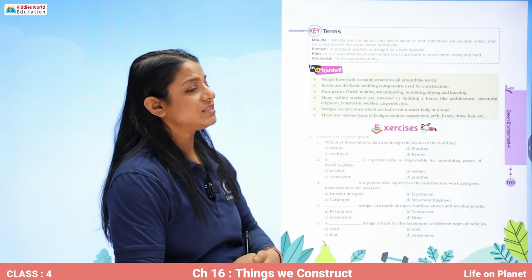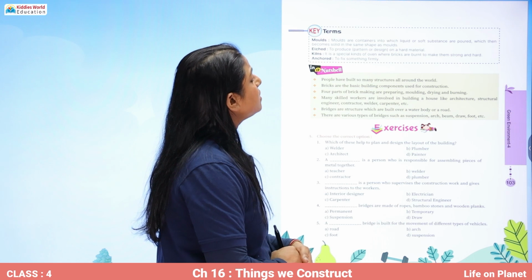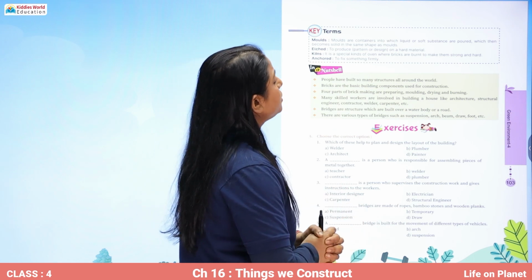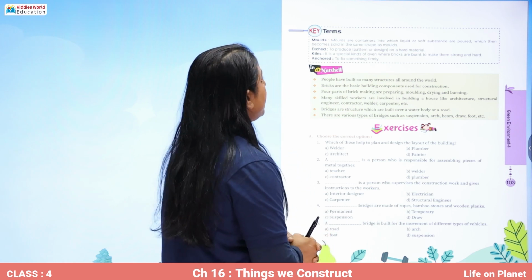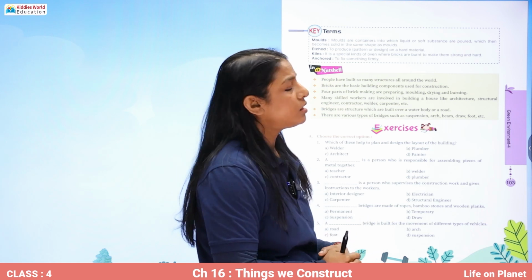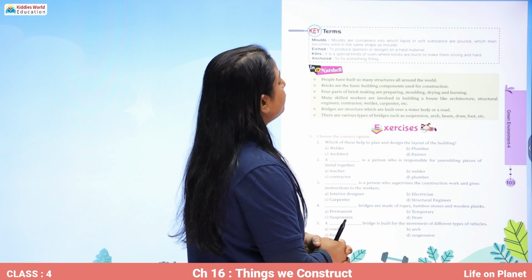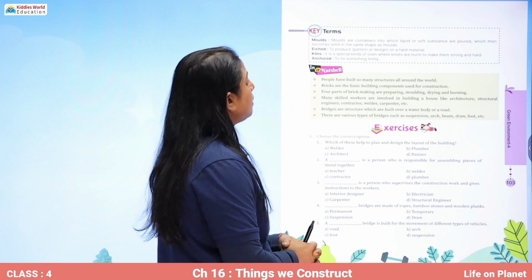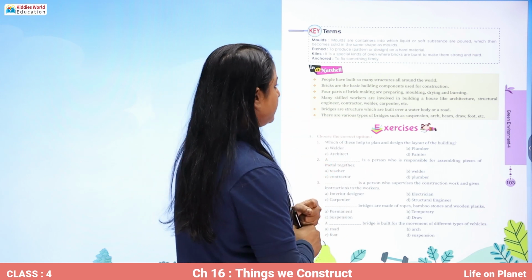So these are the key terms that we have learned today. Molds. Molds are containers into which liquid or soft substances are poured, which then become solid in the same shape as the mold. Etched means to produce a pattern or design on a hard material. Kilns: a special kind of oven where bricks are burned to make them strong and hard.